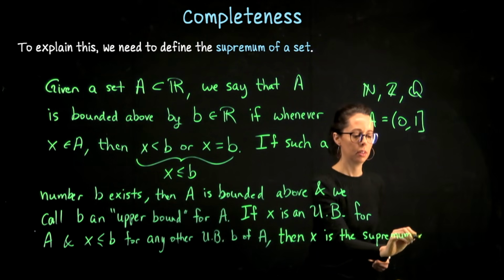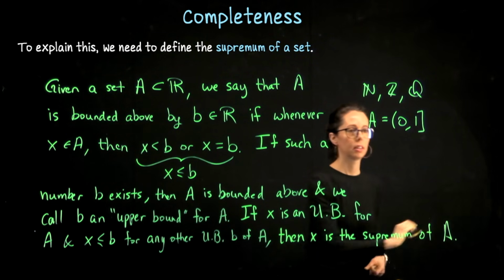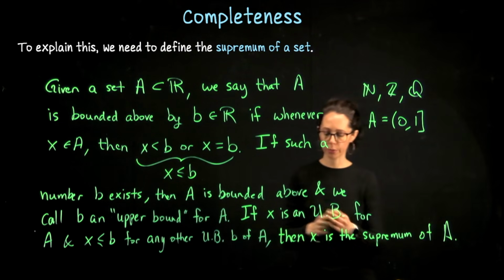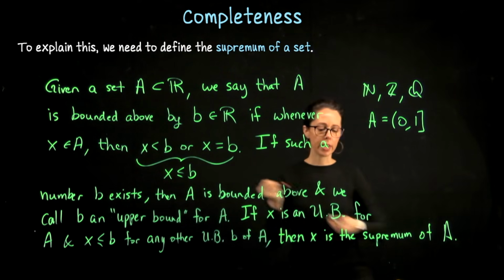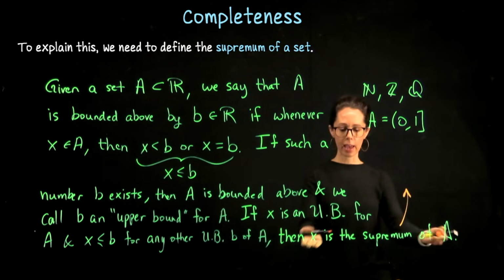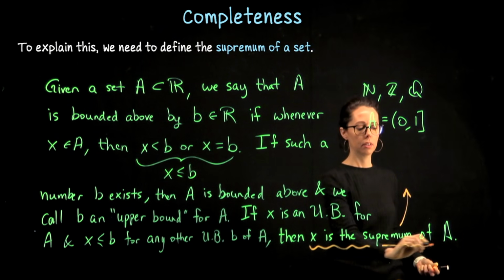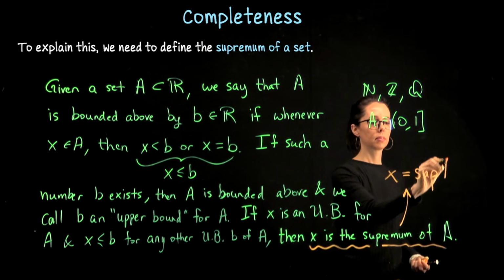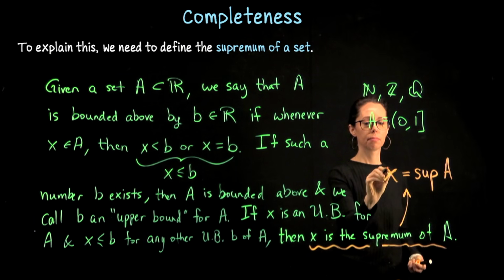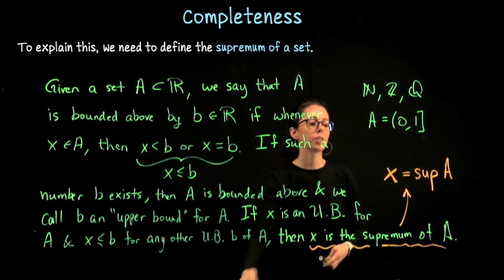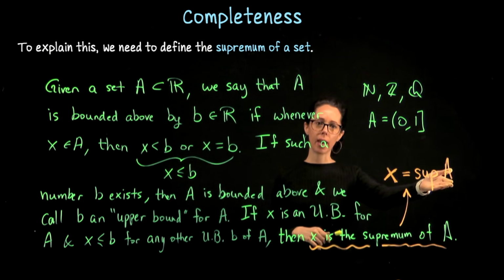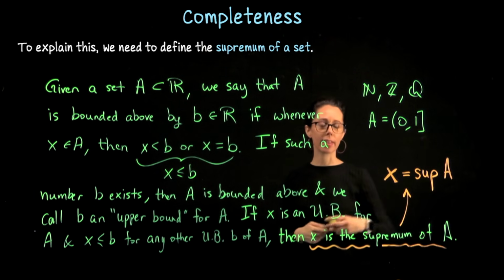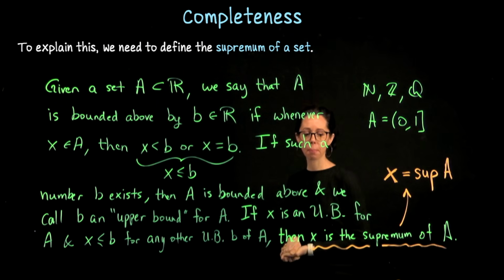Supremum of A. I don't want to run out of room, but we have a notation for this. x is the supremum of A. You can say x equals the sup of A. So I would read this as, x is the supremum of A, or x is the sup of A. That's pretty commonly said. Okay.